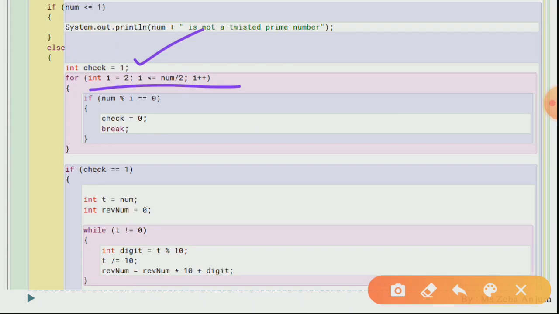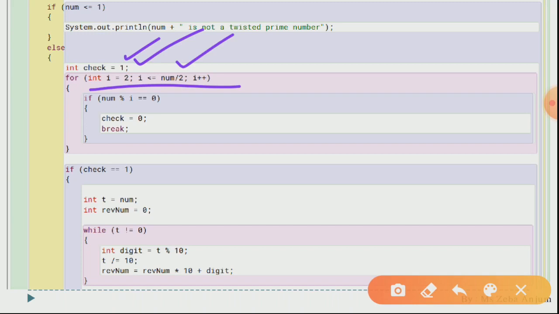I think the concept of prime number is very much clear to you. In 9th class also I have explained the concept. So this is a very basic concept. I don't think that I need to explain it over here also. In case you want the explanation, then let me know, but I'm assuming that you already know how to calculate the prime number. So over here we are running our loop from i equals 2 till i less than or equal to num divided by 2.